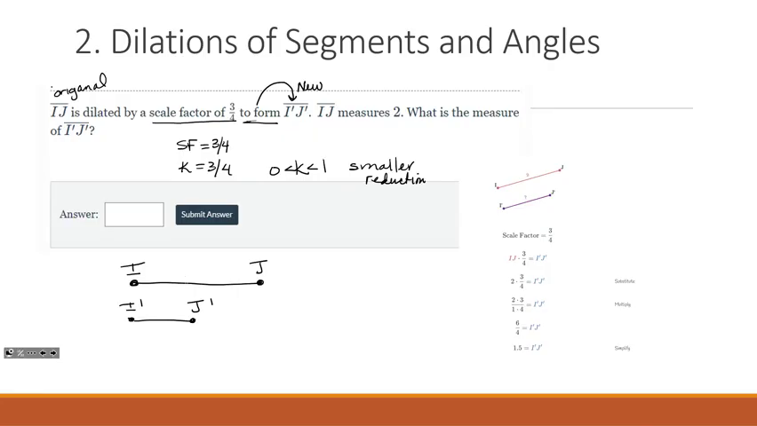Okay, let's finish reading. IJ measures 2, so this is 2. So whatever number we get for I prime J prime has got to be smaller. So take your 2, and then we've got this 3/4 here. What you're going to do is multiply those. This is going to give you 3/2 when you hit it in the calculator. 6/4 is 3/2, or 1.5.